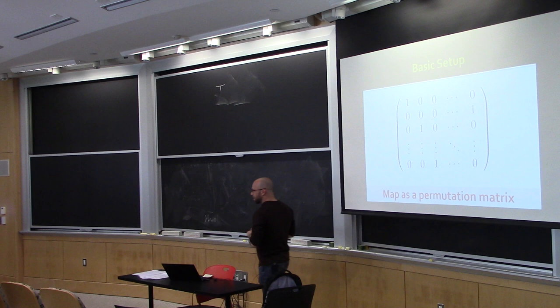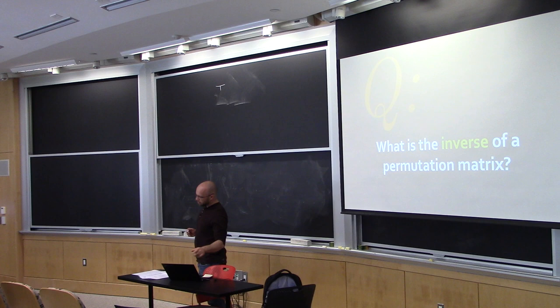And of course, the inverse of a permutation matrix is its transpose, which is kind of nice because transpose is algebraically a lot easier to work with.